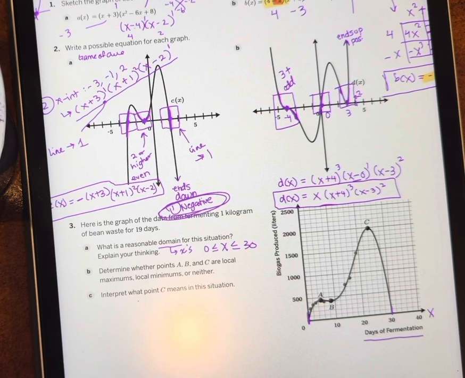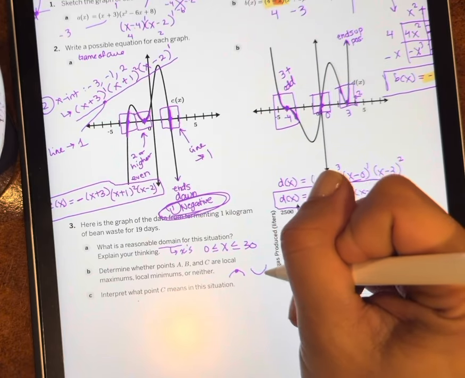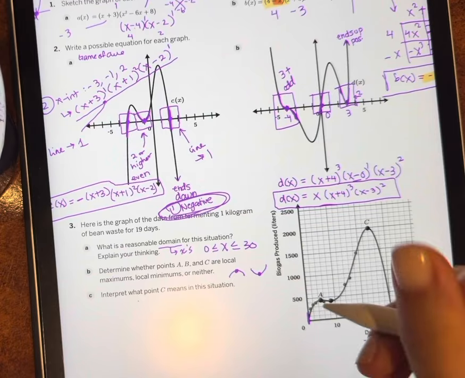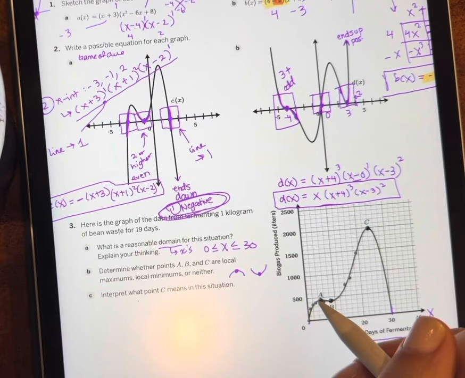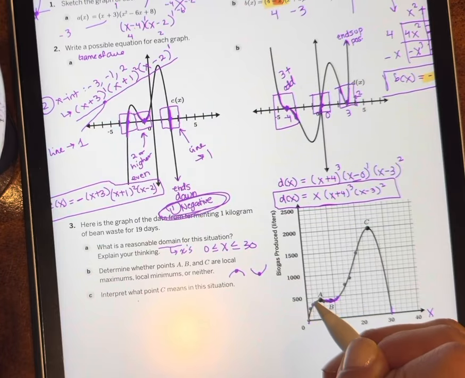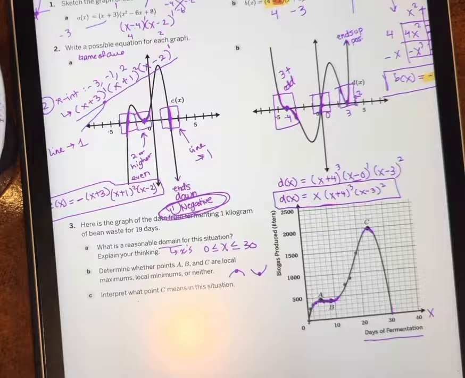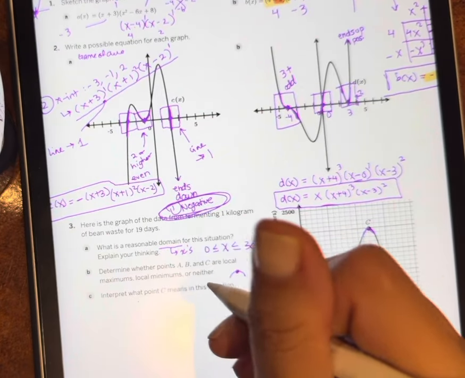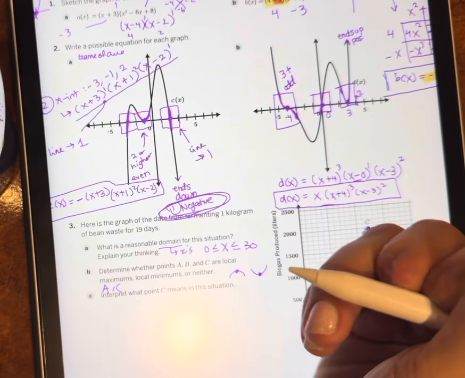Determine whether points A, B, and C are local maximums, local minimums, or neither. Every mountain high is a local max, and every valley low is a local min. So that looks like a mountain high, and then because it does appear to dip a little, this is like a valley low right here. This is a mountain high right there, and that is absolutely a high. So I would call A and C local maxes, and I would call B a local min.